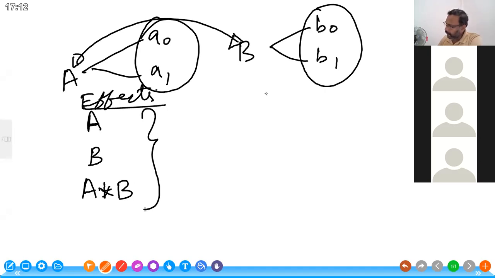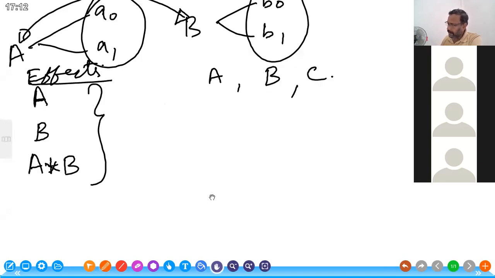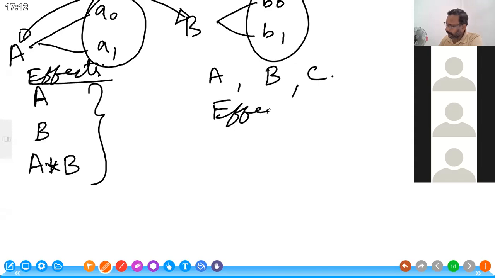For example, if you have A, B, C, I have three factors. What are the effects possible? Can you list out what are the effects possible? If I have A, B, C. Darshani?